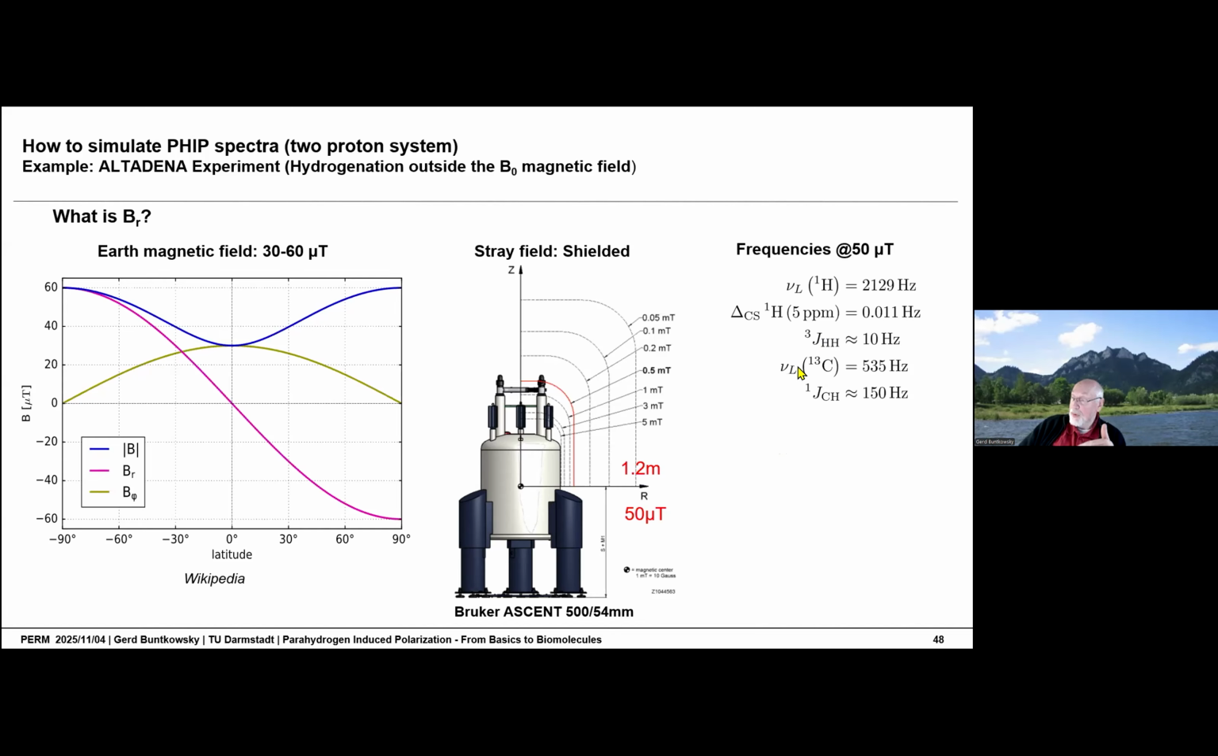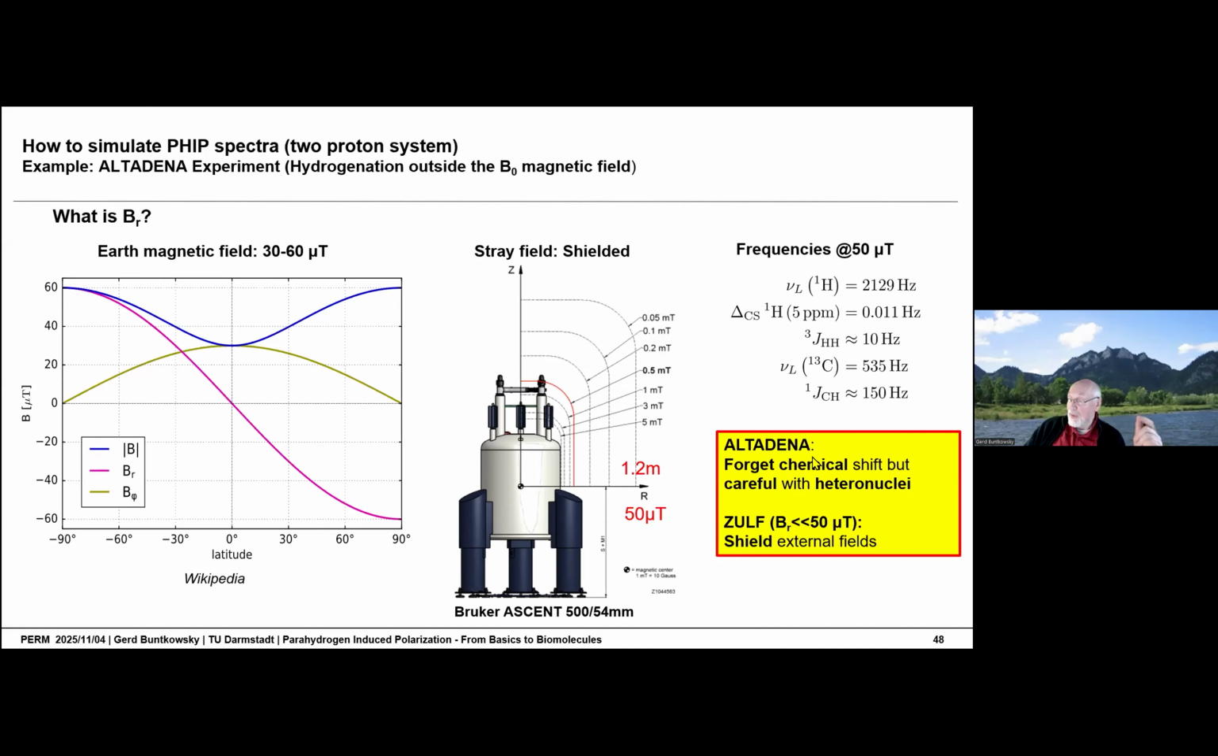However, of course, we cannot neglect scalar couplings to other nuclei. Suppose, for example, your proton is sitting on a carbon-13 nucleus. Then the J coupling is about 500 hertz, so it's larger. So not only by chemical shift differences, but also by heteronuclear scalar couplings, you can break the spin symmetry and create a more complicated pattern. But the nice thing is we can forget about chemical shift.